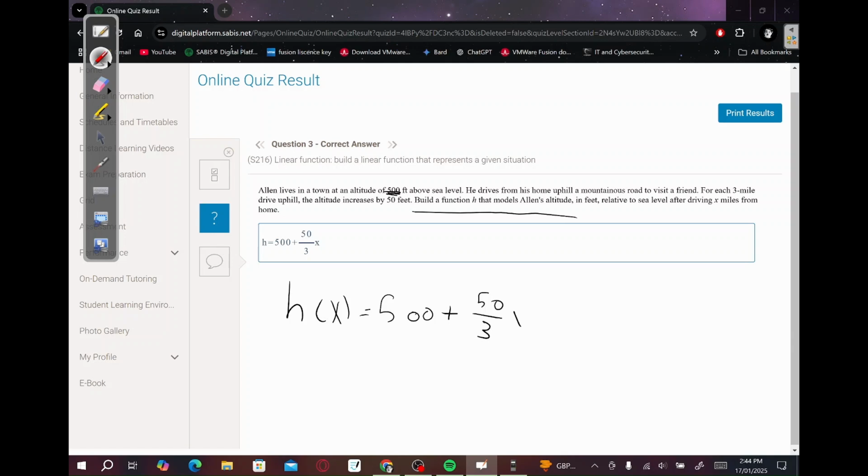But however, we want x, right? So this would be only for the first mile. We add the x to show how much, so he can drive x miles from home. This is our answer. That's it.